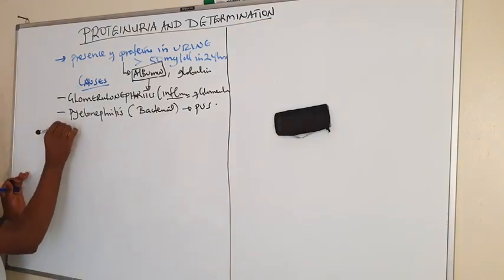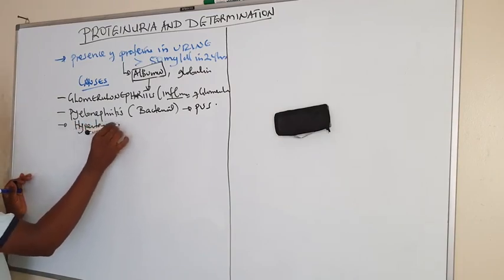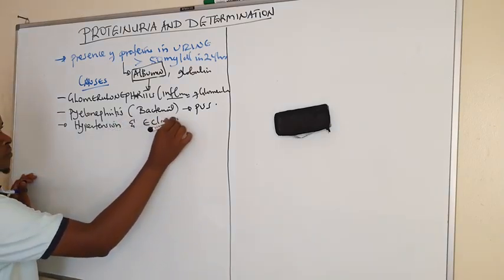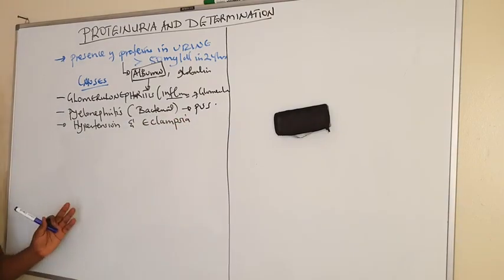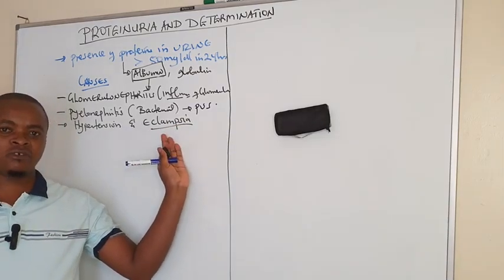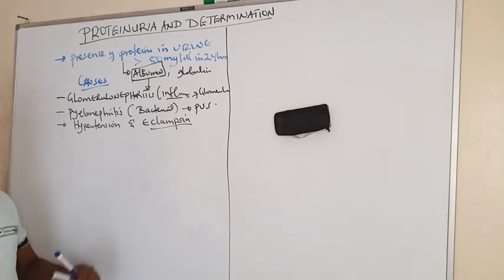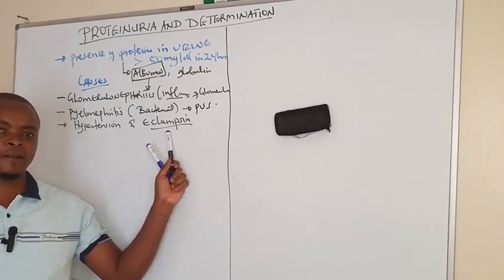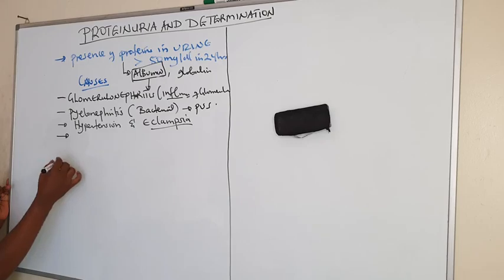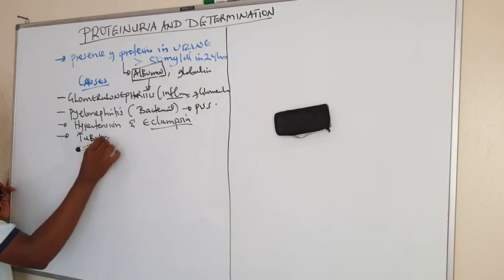Then we can also talk about hypertension causing this, hypertension and eclampsia. Eclampsia is whereby in pregnancy we find proteins in urine, and this leads to edema and so many things. So during eclampsia we lose a lot of proteins in urine and it can lead to proteinuria. Then another cause of proteinuria, we can look at tubular diseases.